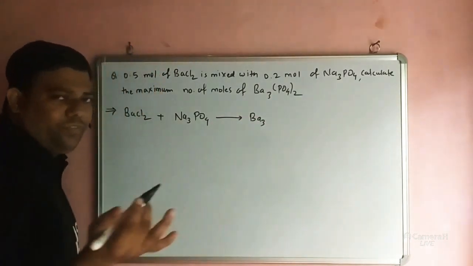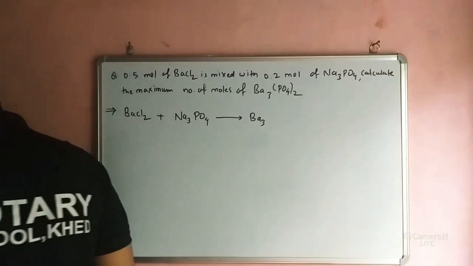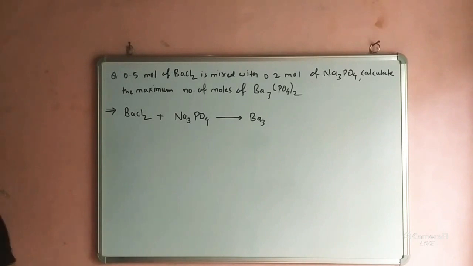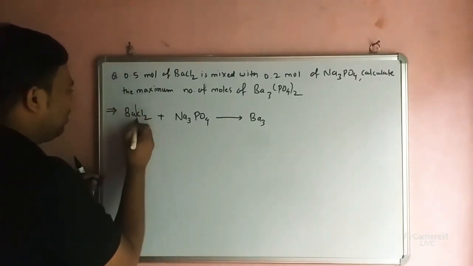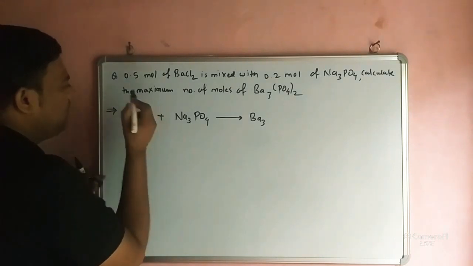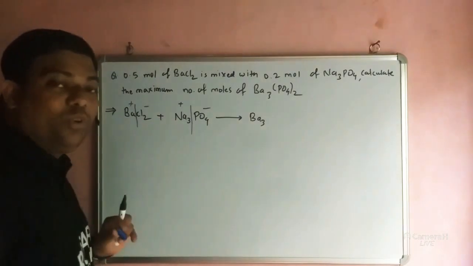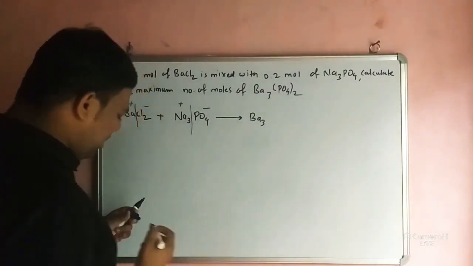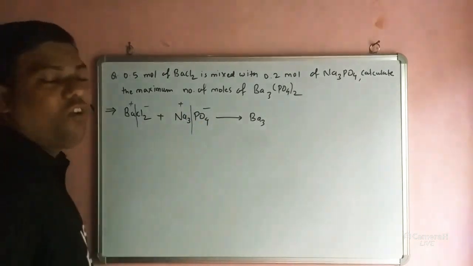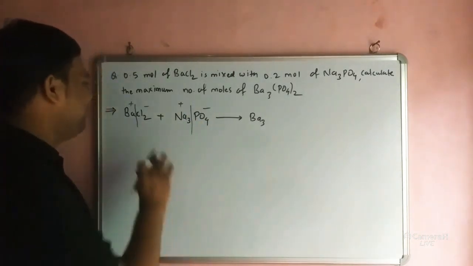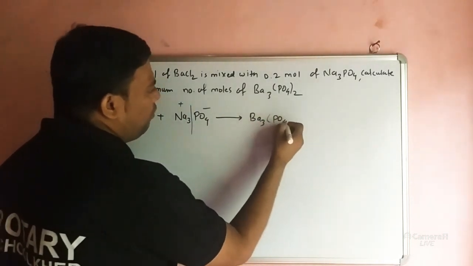Suppose you are considering the reaction, as you know how we will break into its ions. Your barium is the cationic part, your Cl is the anionic part, your sodium is positive, this PO4 phosphate is negative. Old bond will break and new bond will form. So like this you will get Ba and PO4, so you will get Ba3(PO4)2.